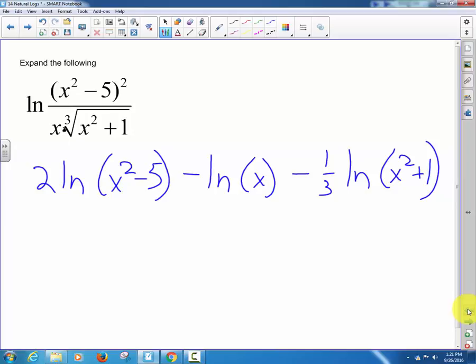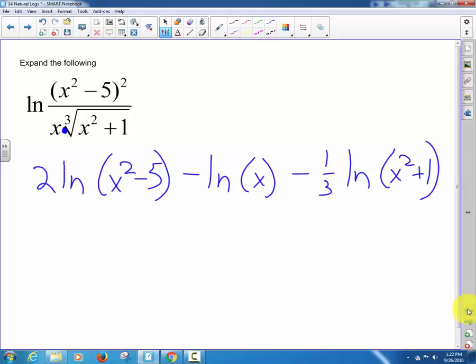Why do I have two minus signs there? Am I wrong? Why the two minus signs there? Okay. What's happening? We're multiplying, but we're multiplying two things in the bottom.